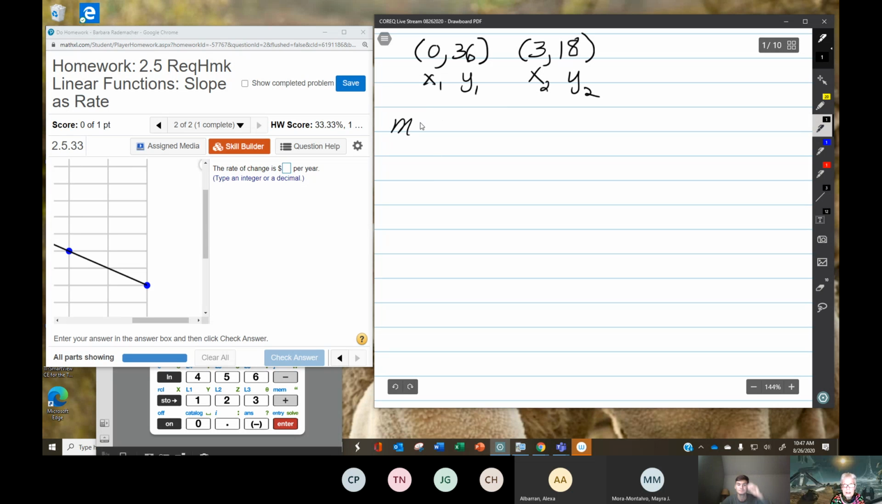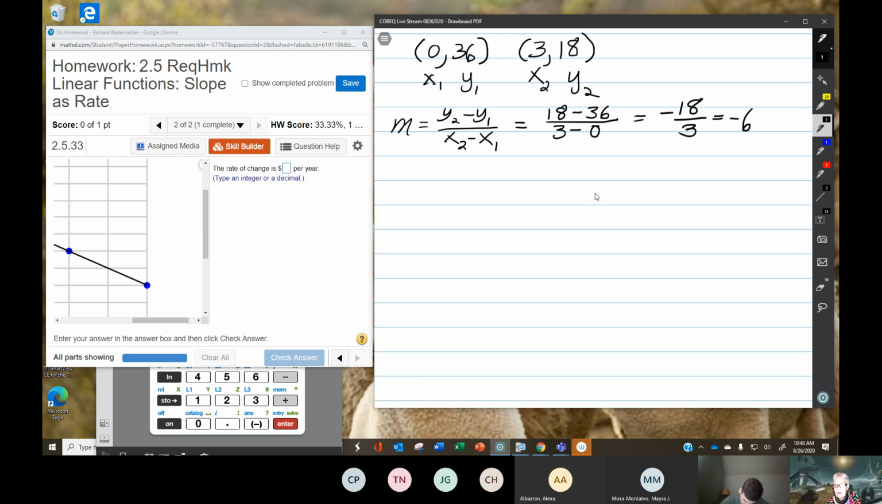And all right, so M equals Y2 minus Y1 over X2 minus X1. And that's going to give us 18 minus 36 over 3 minus 0. So that'll be 18 minus 36 is negative 18. And 3 minus 0 is 3. So we will have the answer negative 6. And what that means is the rate is negative. The price is going down.